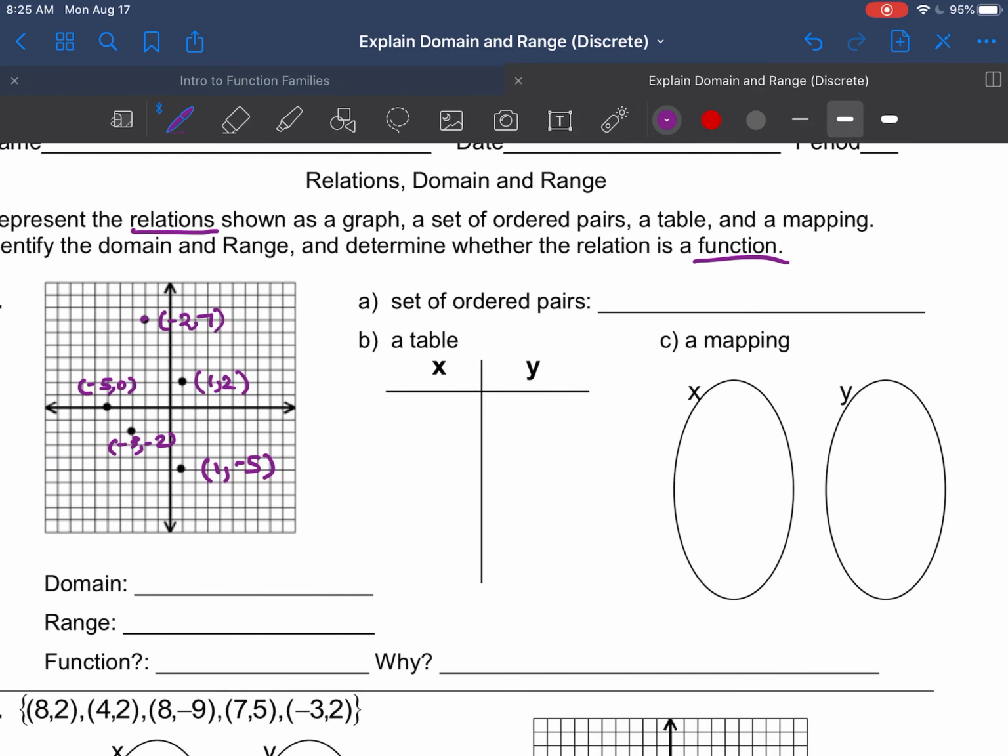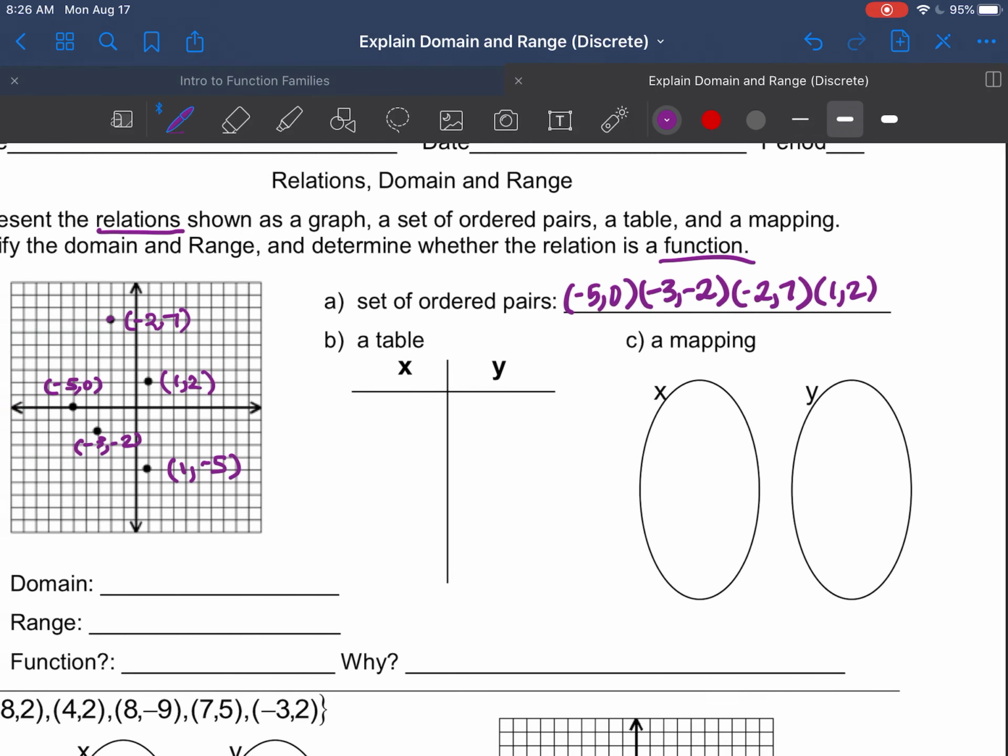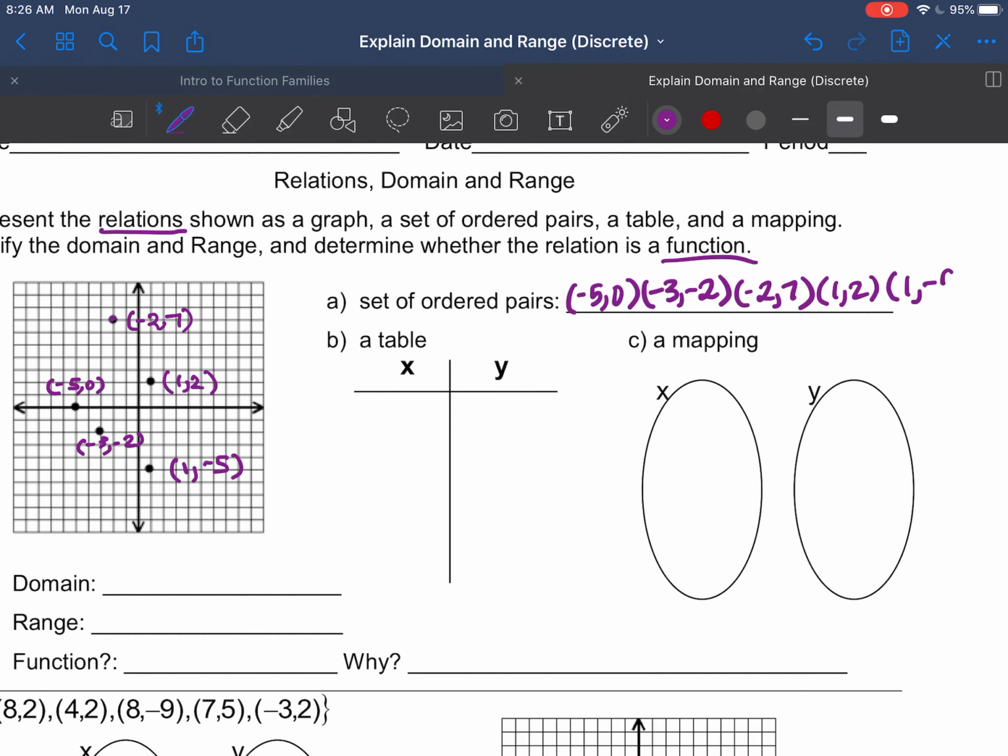Okay, and so when I list my ordered pairs, I like to go from left to right, which is the lowest x to the highest x. And so I've got -5, 0. That just helps me not skip a point. Next up, we have -3, -2. Next, we have -2, 7. Then we have 1, 2. And 1, -5. Right, so those are our ordered pairs.